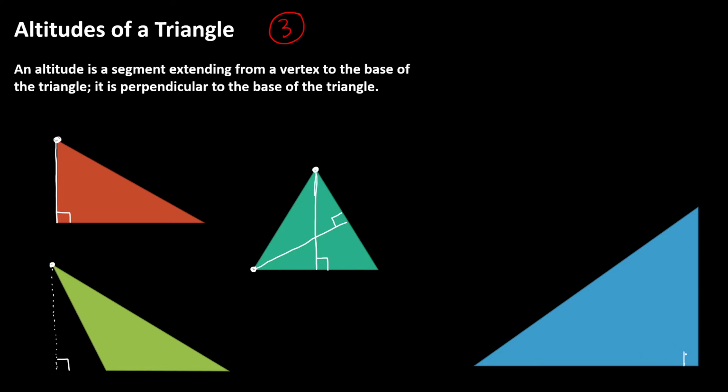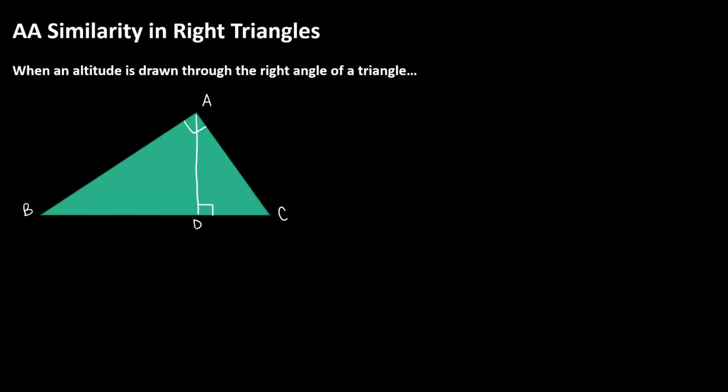In the bottom right, you see this blue right triangle. We're going to be working with the altitude that's drawn from the right angle. So from this angle, I can draw an altitude, and it's going to form a right angle here. This specific altitude actually gives us some pretty interesting relationships in right triangles. So we're going to talk about angle-angle similarity.